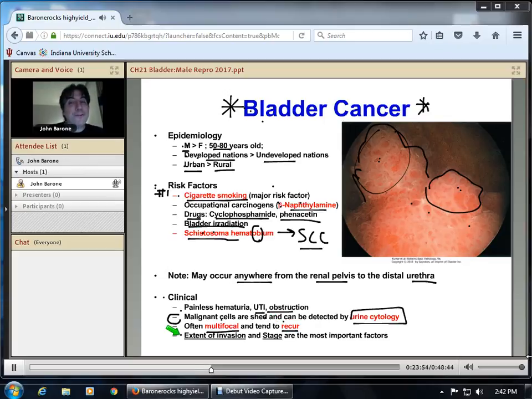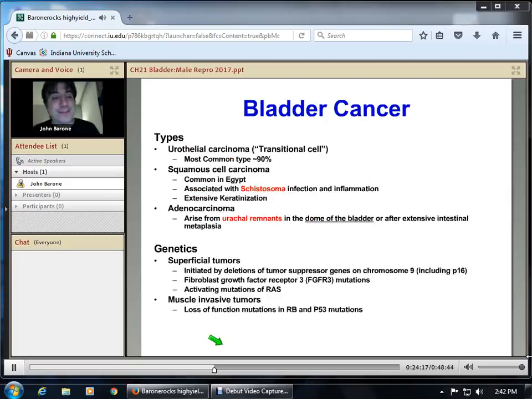Now the key for these tumors though is how deep does it invade? That's the key. So depth of invasion and staging are the most important factors, right? Staging is always important for tumors, but for this one, the depth of invasion determines treatment. Is it superficial? We're treating superficially. But once it invades the detrusor muscle, cystectomy time. Not a good thing. You don't want to live in that bladder.